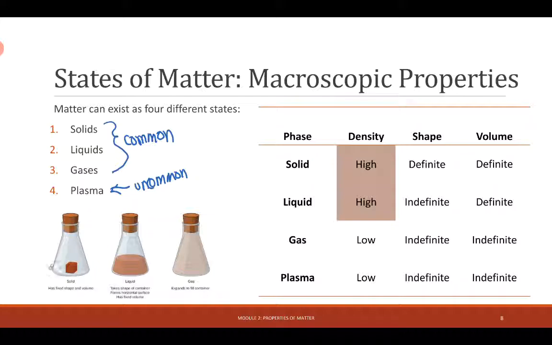To start off with, we can look at the solid. Solids retain their shape. So it has a fixed shape and fixed volume. So we can say that that's definite shape and definite volume. It's defined by that object. It's also a very high density state of matter, meaning the atoms are close together and they're packed together very close.